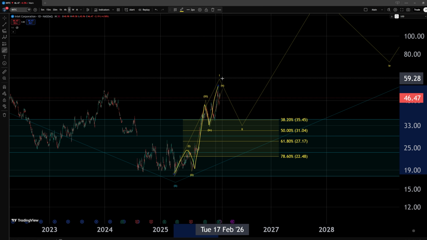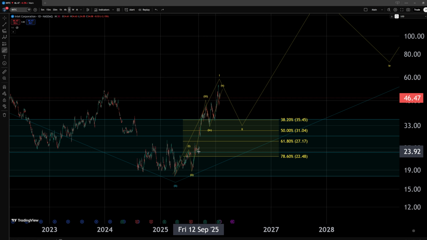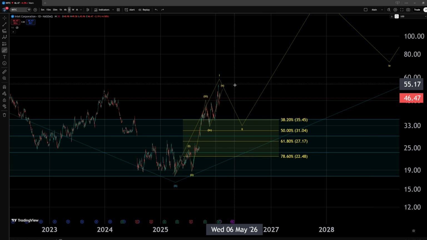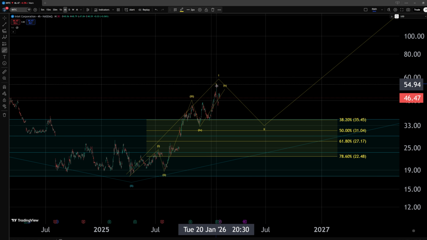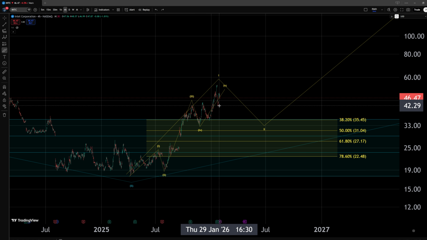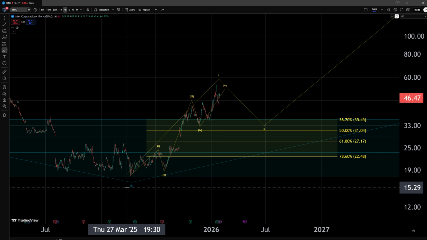I don't need any additional extensions to see this pattern as full, and I'm looking for the wave 2 correction. We already even have a very nice start to it because we have a sharp decline, a sharp correction, which is even expected, even common after a leading diagonal or after a diagonal in general.